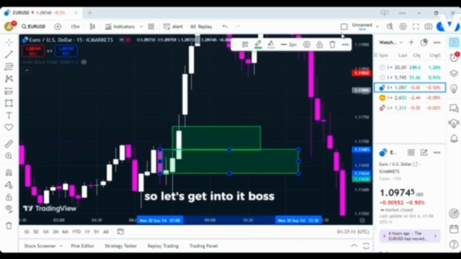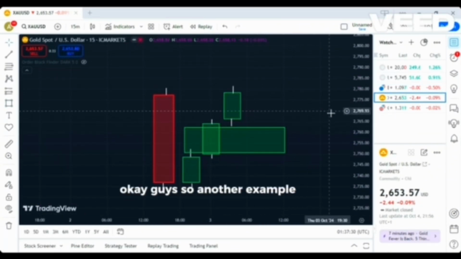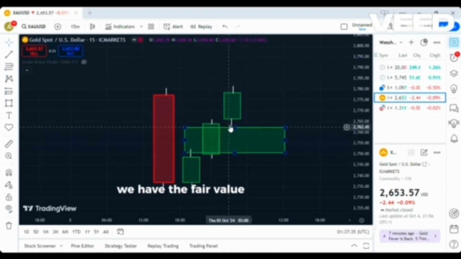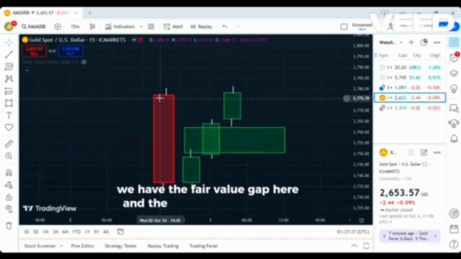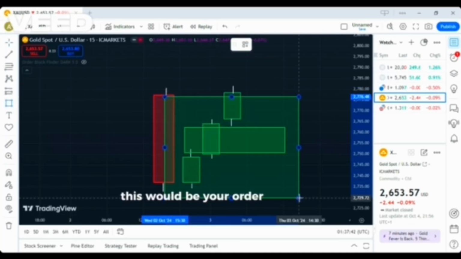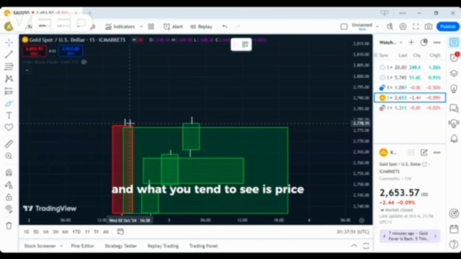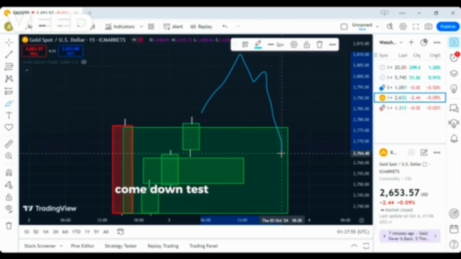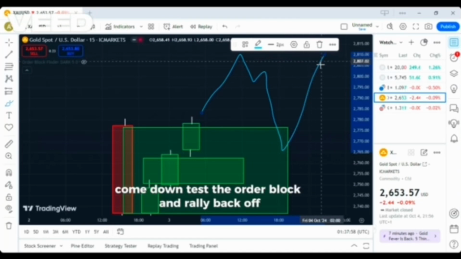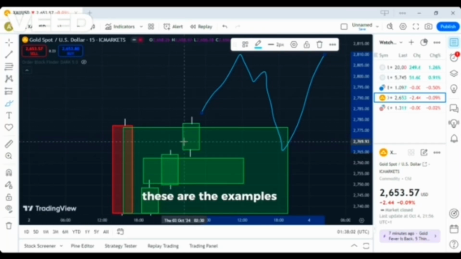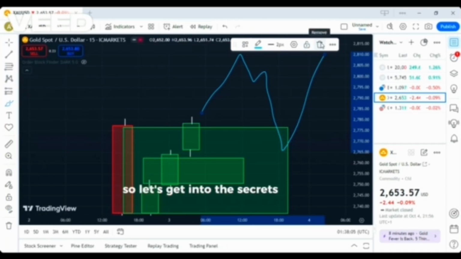Okay, guys. So another example right here. Maybe this is easier for you to read. As you can see, we have the fair value gap here and the bearish candle before. So in an example like this, that would be your order block. What you'll probably see, guys, is price come up in this example, come down, test the order block, and rally back off. So that's how we use order blocks in the market. These are the examples. So let's get into the secrets of choosing the right order block.